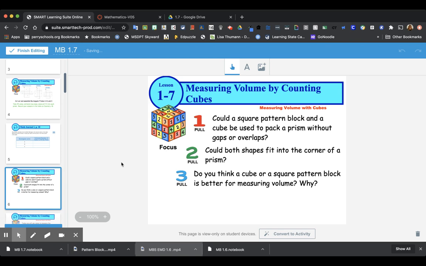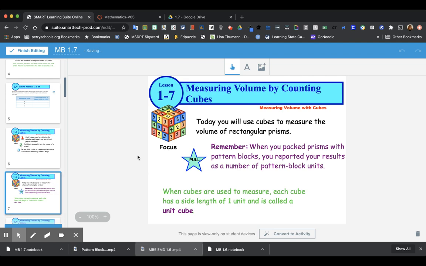And as you're doing that, I want you to think through these questions here. Could a square pattern block, like we used last time, we found that square pattern block was the best pattern block to use. But do you think we could use the square and a cube to pack a prism without gaps or overlaps? Could both shapes fit in the corner of a prism? And what do you think? Do you think a cube or a square pattern block is better for measuring volume? Why do you think that?